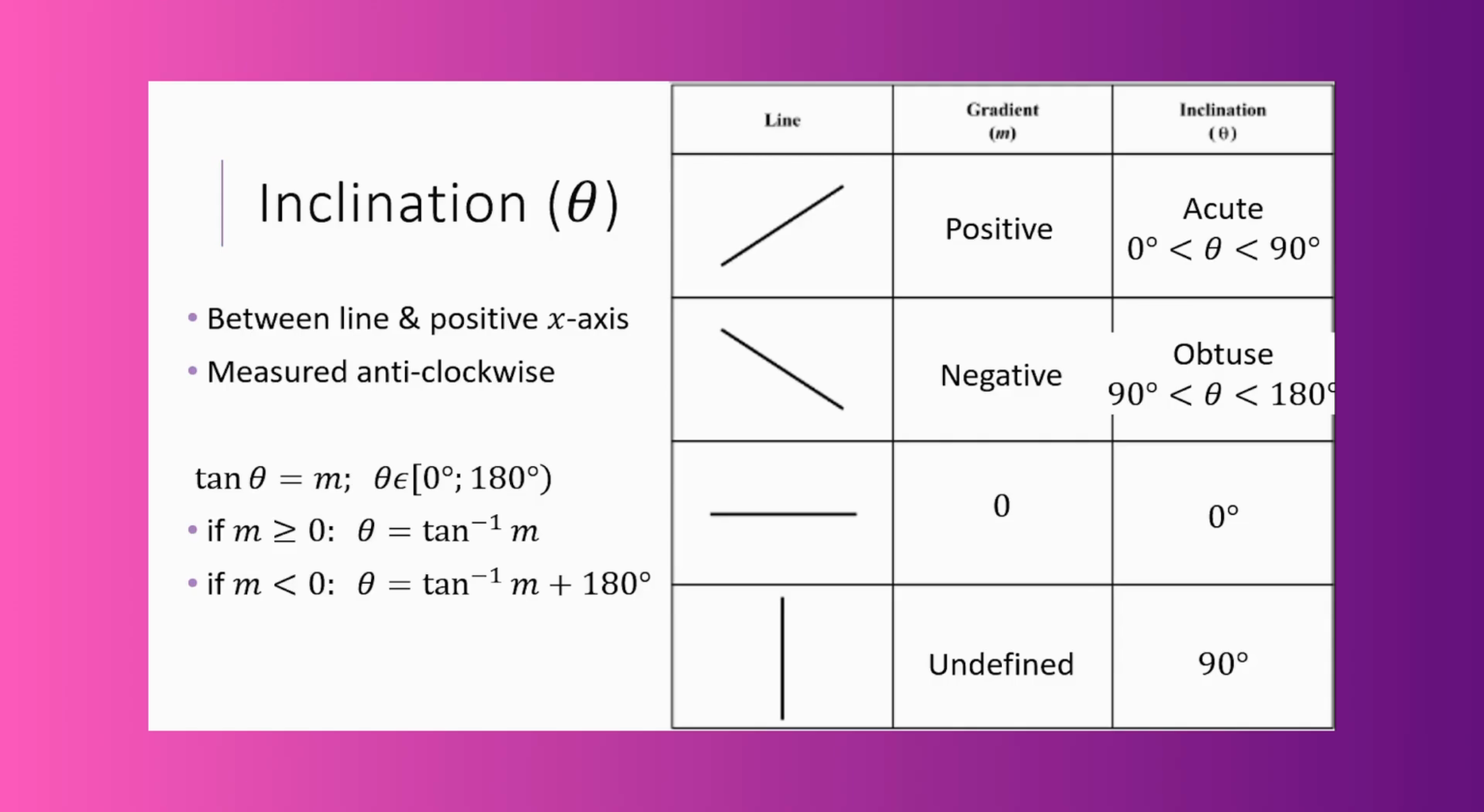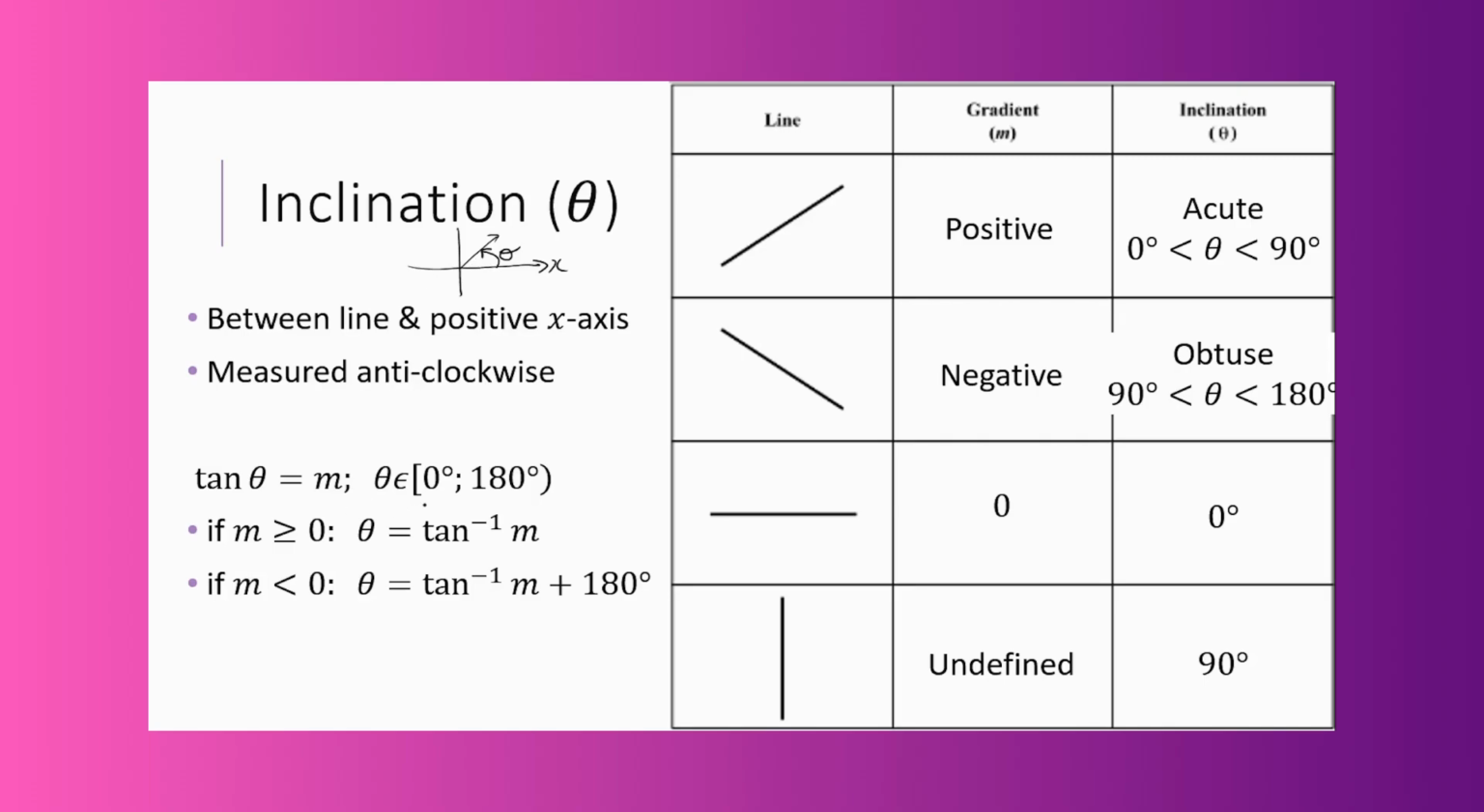Another new topic we have in grade 11 for analytical geometry is our inclination, or angle of inclination. Firstly, you need to know an angle of inclination is always between a line and the positive x-axis. So if this is your positive x-axis, the angle of inclination will be from here to that line. That will be your theta, and it can be any type of angle. It can be acute, right angle, obtuse, straight line, whatever.